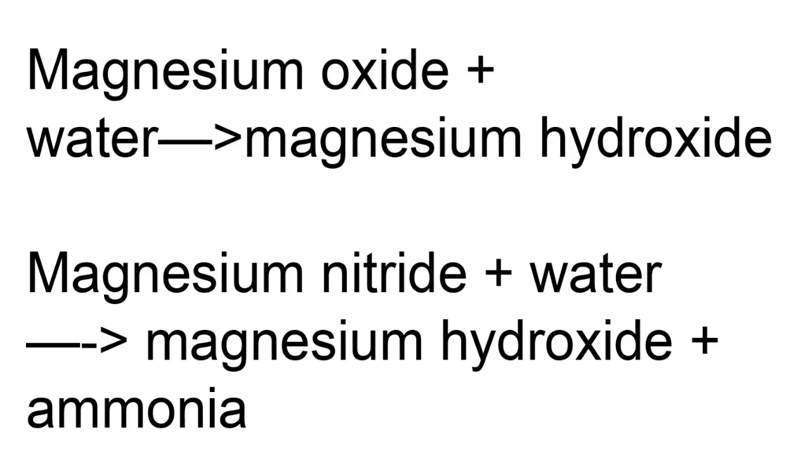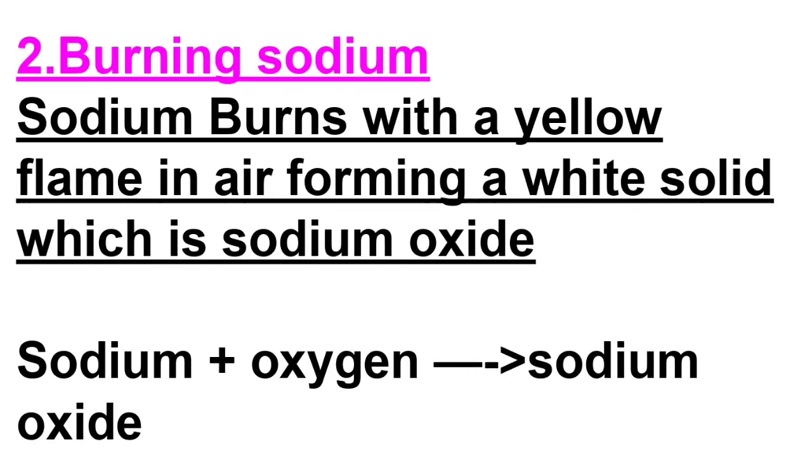When magnesium oxide is reacted with water, it forms an alkaline solution of magnesium hydroxide. Same case, when magnesium nitride reacts with water, it forms a solution of magnesium hydroxide and ammonia gas. So these two solids are soluble in water to form the corresponding hydroxides, with magnesium nitride producing ammonia together with the magnesium hydroxide.